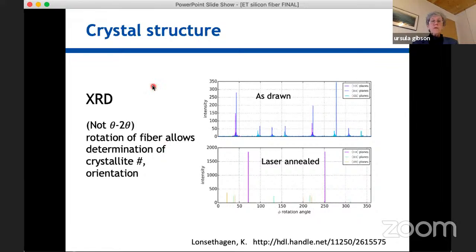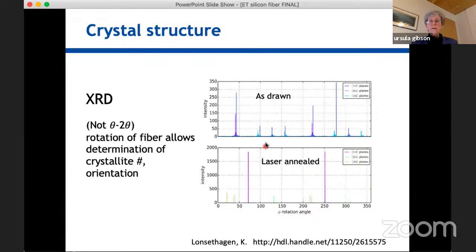So just to convince you that this process can actually be successful, I show here some, this is actually silicon fiber. And this is as drawn, and you can see that the X-ray diffraction peaks are numerous and quite broad. And after annealing, although we still have a large number of them, they have clearly sharpened up to essentially the resolution of the instrument.